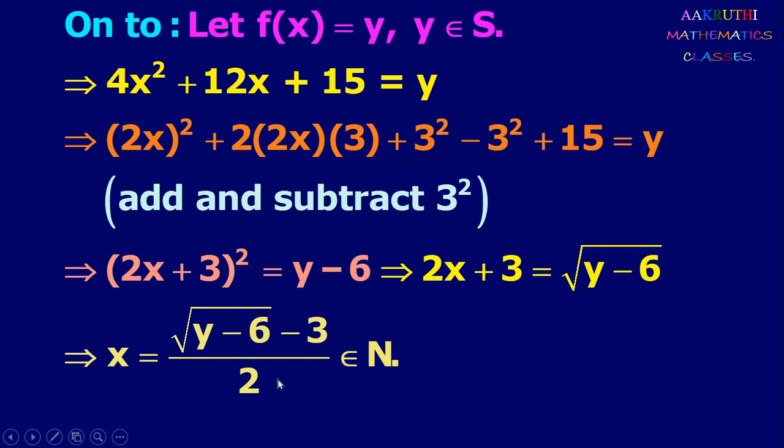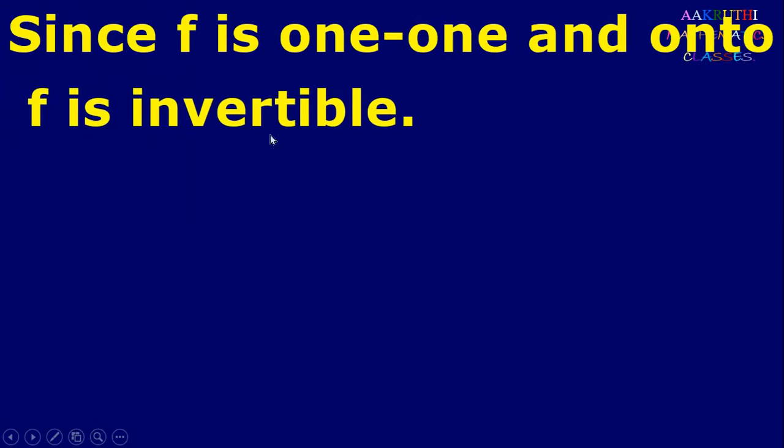5 minus 3 is 2. 2 divided by 2 is 1. And 1 is a natural number. For y belongs to S, we get x belongs to N. So therefore f is onto. So since f is both 1-1 and onto, f is invertible. A function which is 1-1 and onto is invertible. So therefore f is invertible.